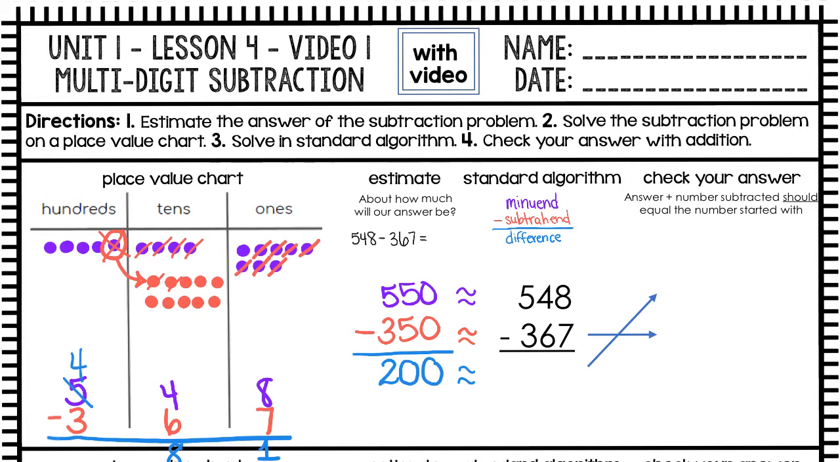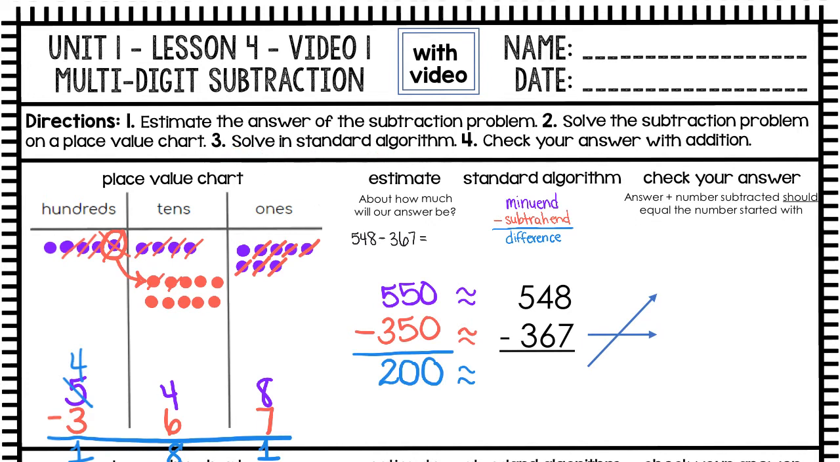So now I have 4 hundreds. Can I take away 3 hundreds? Yes, I can. 1, 2, 3. And I am left with 100 in my hundreds place. So my answer was 181. We can check. Was that about 200? Yeah, it's only 19 away from 200. That's pretty close. Now we're on to part 3.